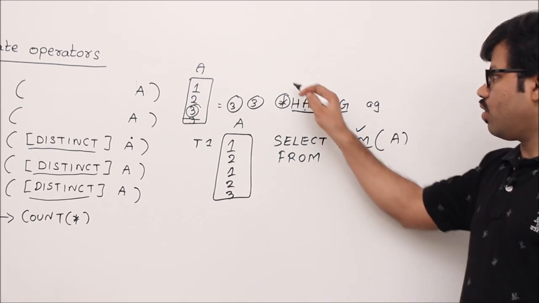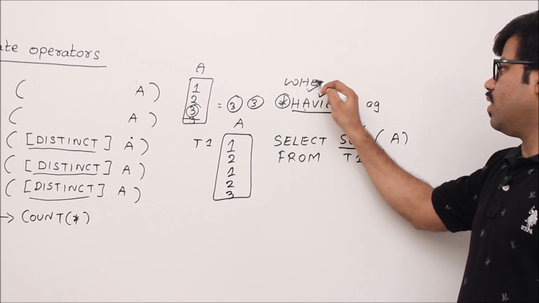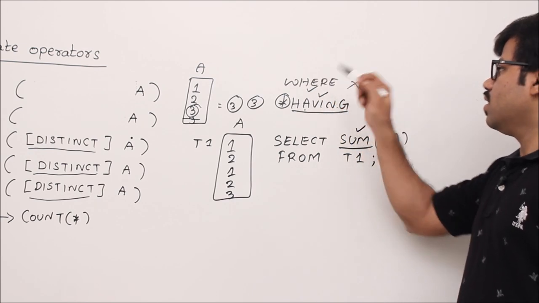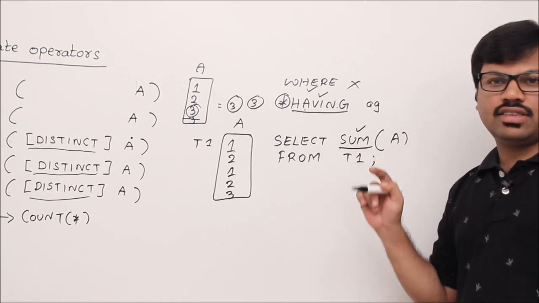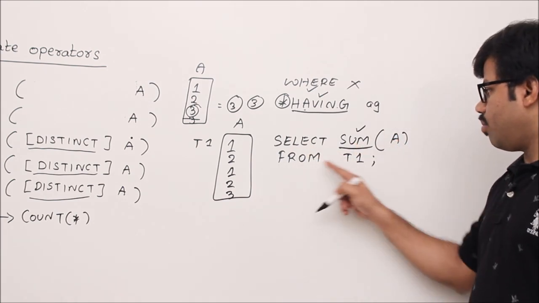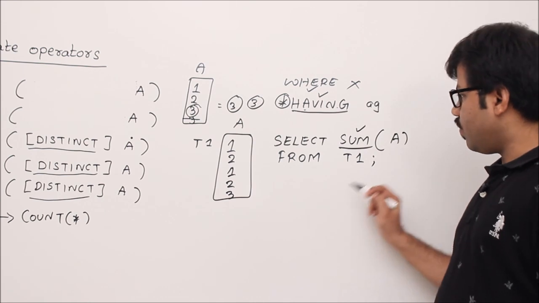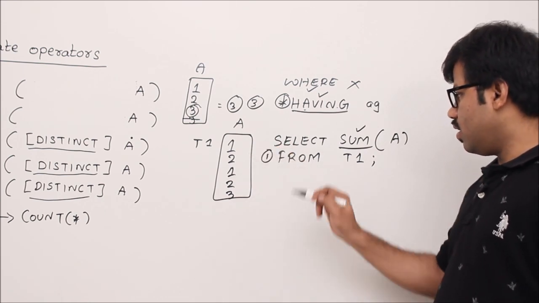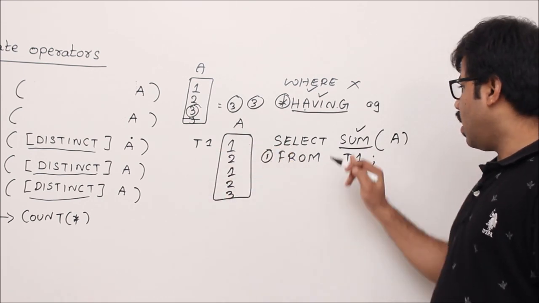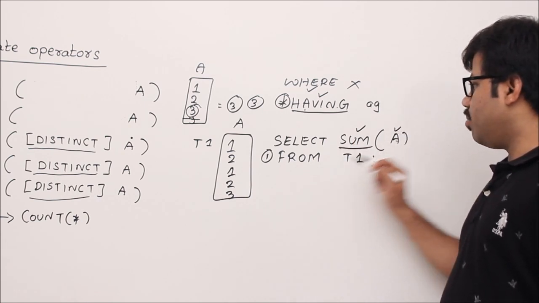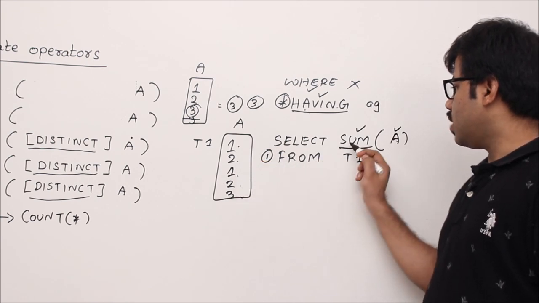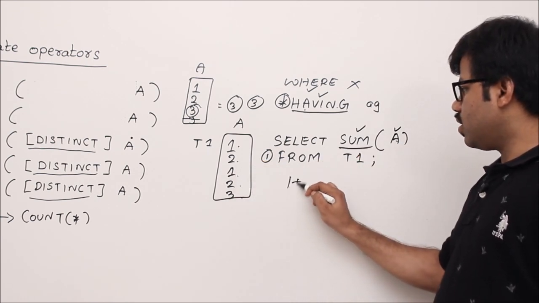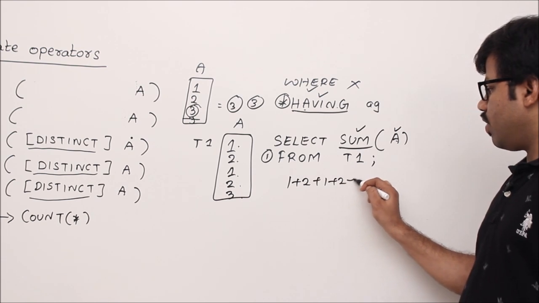So never try to write aggregate operators in the where clause. That is always a syntactical error. I will tell you the reason for that. Let's focus on only the select clause. Select sum of A from T1. What happens is, first of all, step number 1 will be done. That means table T1 will be taken. On that, this column A will be taken, and all the values will be summed up. So that means 1 plus 2 plus 1 plus 2 plus 3 will be the output.